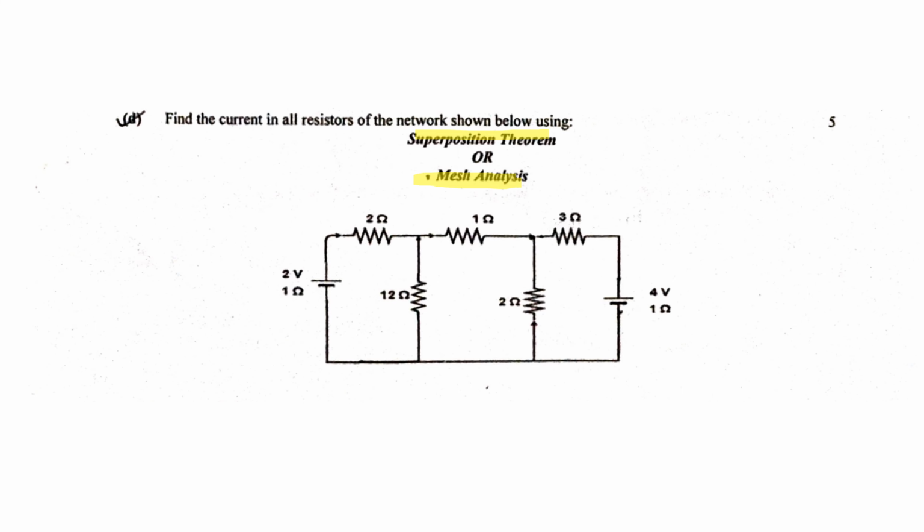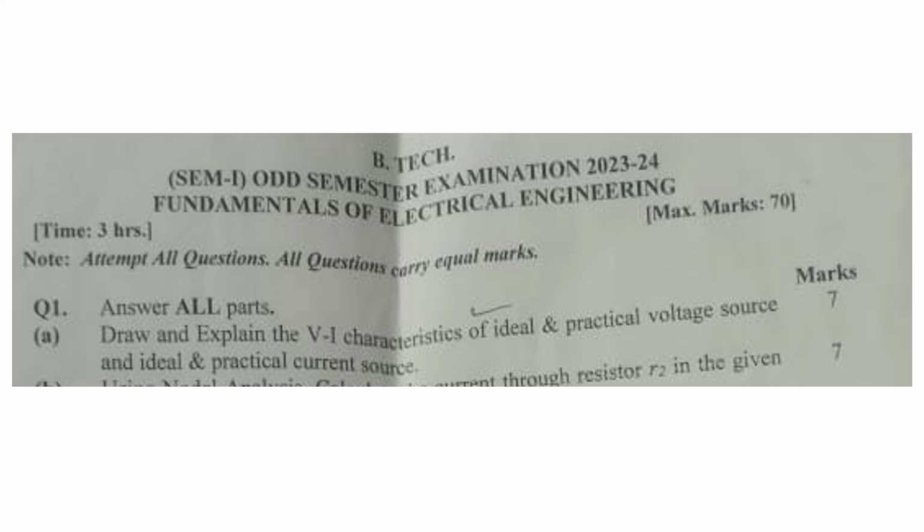You need to handle the calculations on the calculator, because when you don't know how to properly use the calculator, you will suffer a lot. So I have made a separate video on how to solve three equations with three variables, so definitely you will get help from it. Moving to the next question: draw and explain the VI characteristics of ideal and practical voltage sources and ideal and practical current sources. These things have already been done in the previous video, so you can go and check there.